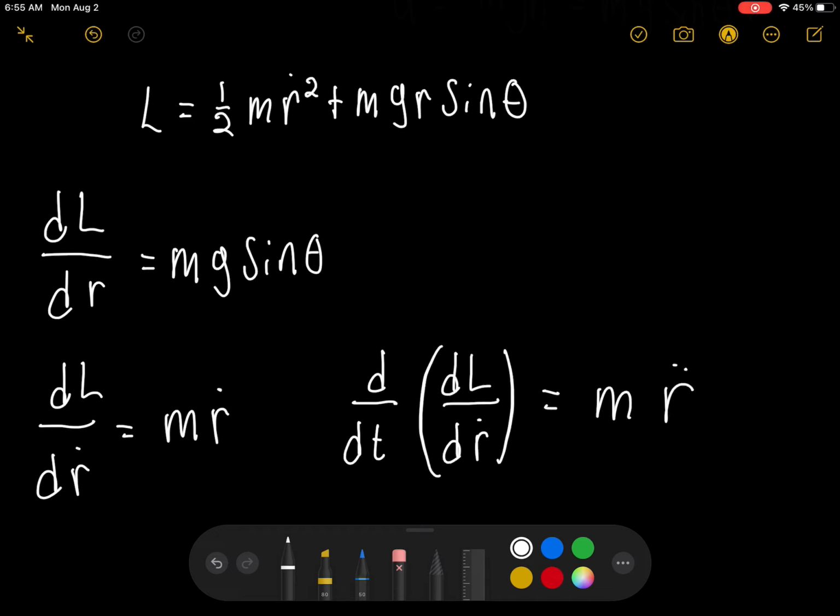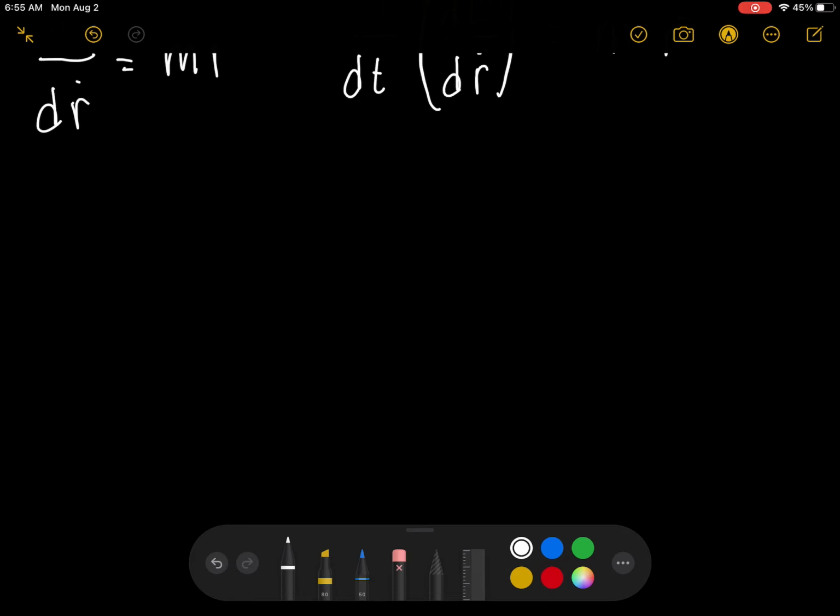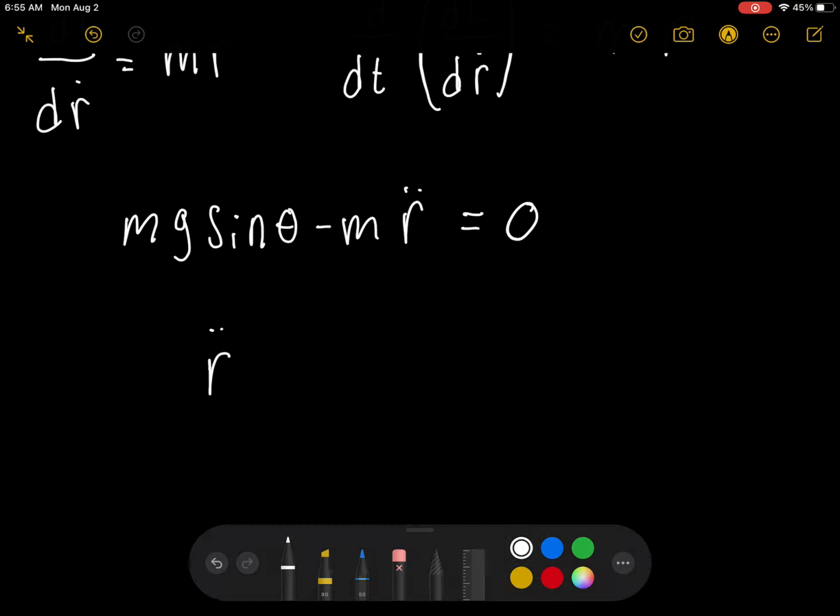Well, now that we have all of our derivatives taken care of, let's solve for the Euler-Lagrange equation. Once we do that, we're going to end up with mg sine theta minus m r double dot is equal to 0. And rearranging this one last time, we're going to get r double dot is equal to g sine theta. And that's exactly the result that we get from Newtonian mechanics. The acceleration of the mass going down a slope is equal to g sine theta.